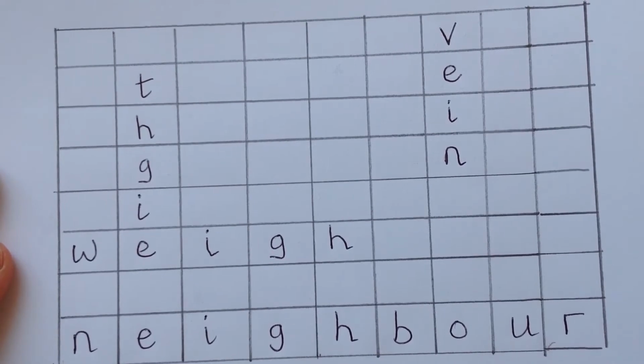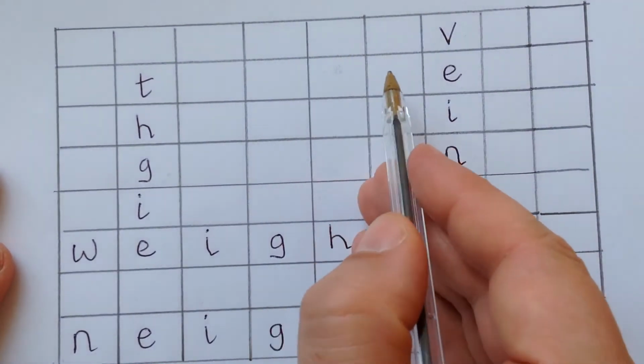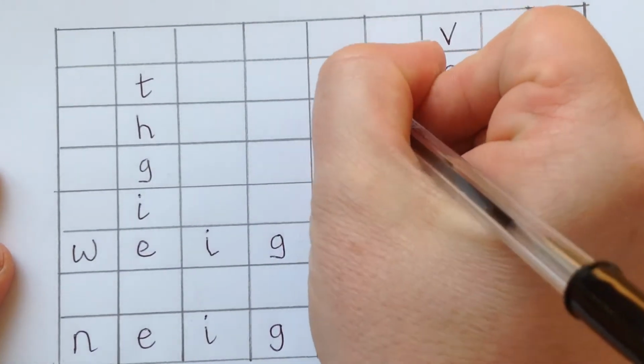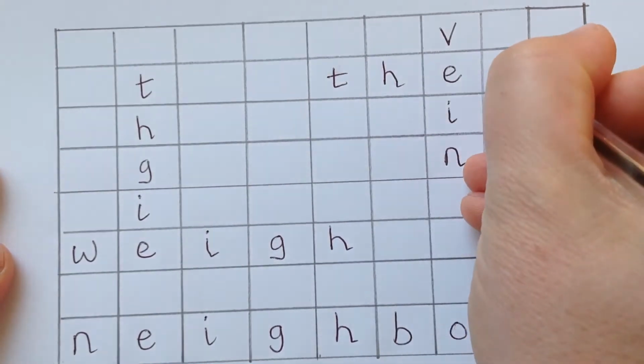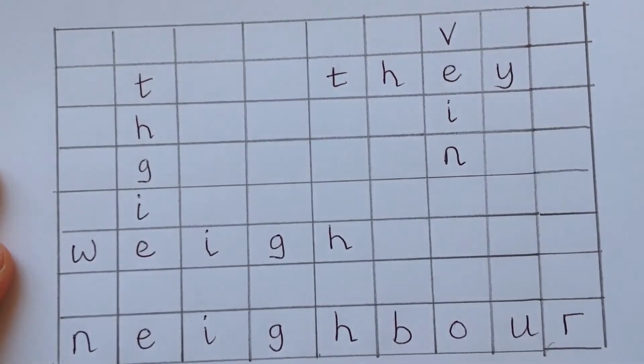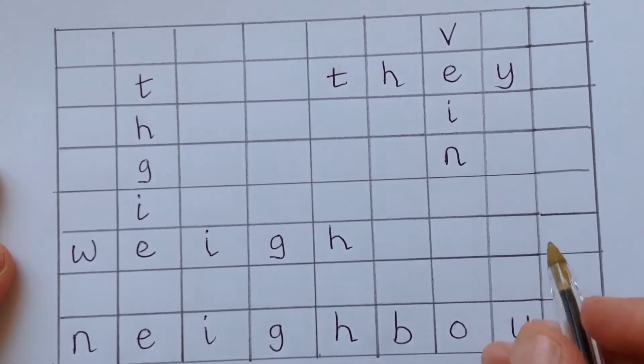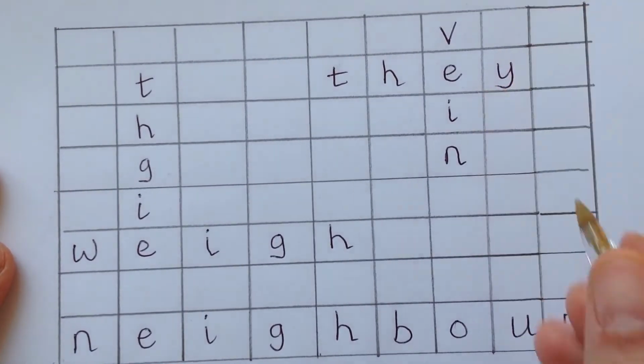They. Can I fit T-H-E-Y? I can fit they up there. I'll have that. Let's have obey. O-B-E-Y. I'm seeing if there's any crossing I can do. I could have it going up to there, couldn't I?